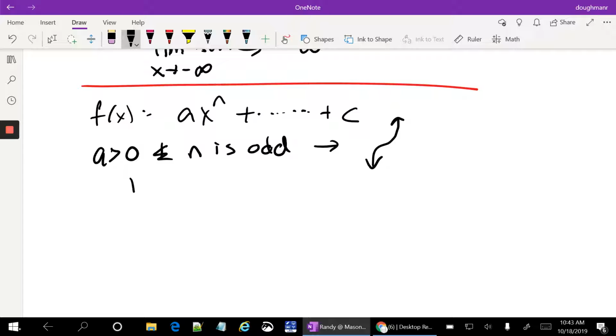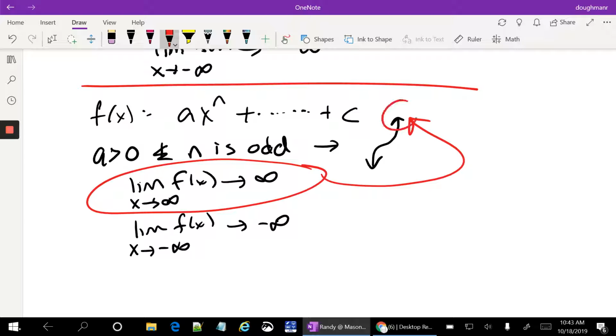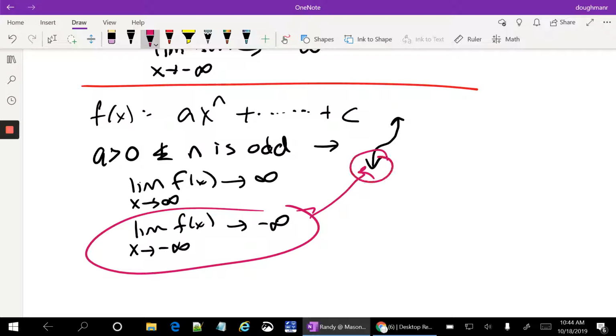And we know now that the limit of f of x as x goes to infinity goes to positive infinity, and the limit of f of x as x goes to negative infinity is negative infinity. So that part is that part of your graph, and we're talking about here is that part of the graph.